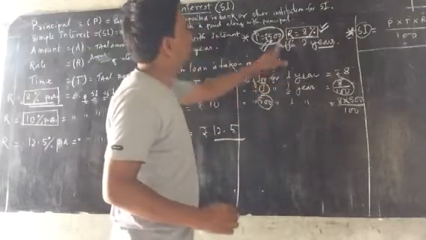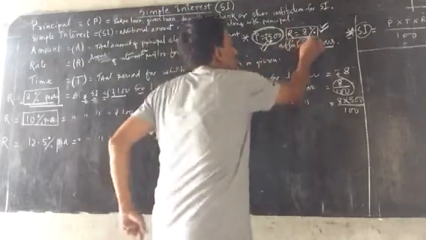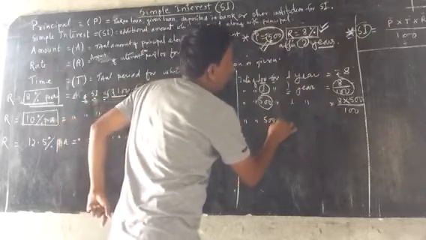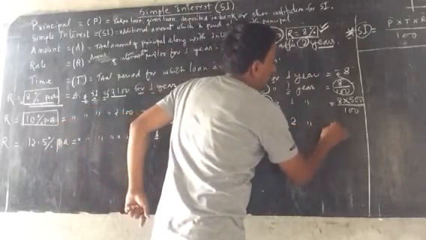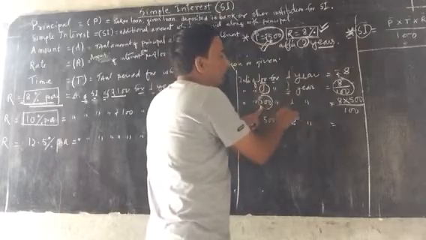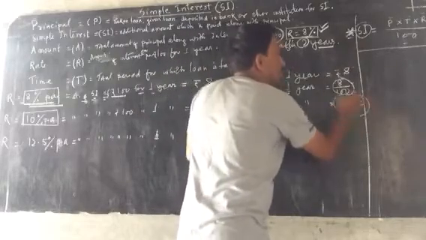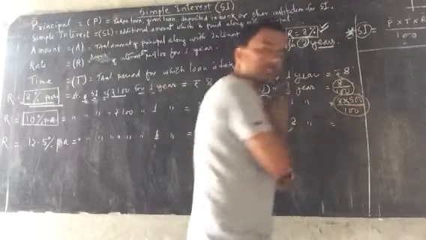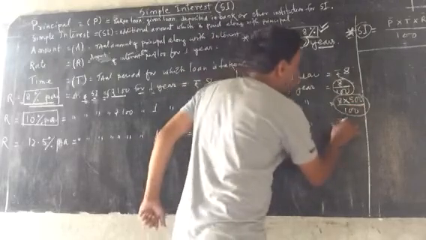But you have to find the interest for how many years? 2 years. So therefore interest of 500 for 2 years. If interest of 500 for 1 year is this much, then definitely interest of 500 for 2 years will obviously be more than this, double this, you can say.